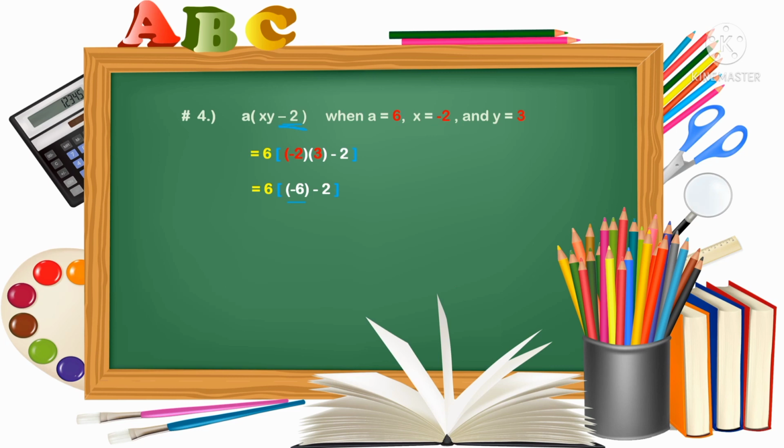So take note, the 6 is given, so let's solve first what is inside the bracket. Negative 6 minus 2, since they are in the same sign, the answer would be negative 8. We are going to solve these two because they are the two remaining. So 6 times negative 8 gives us the answer of negative 48. Always remember with our PEMDAS rule, you first solve the parentheses, the exponent, then multiplication, division, addition, and the last is subtraction.